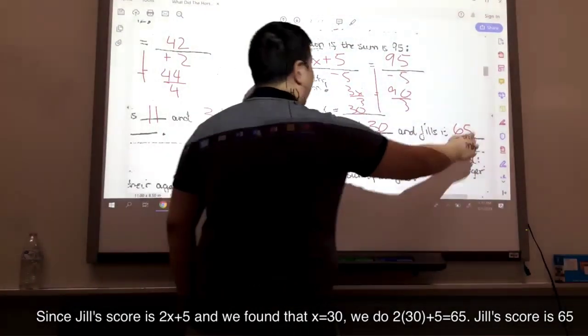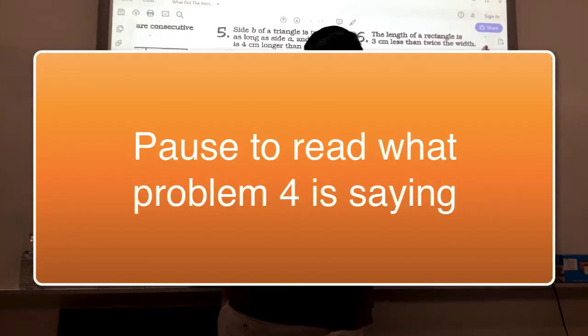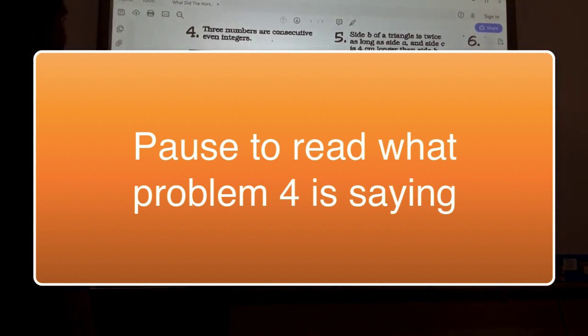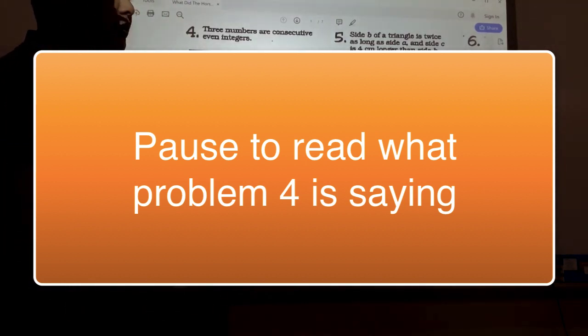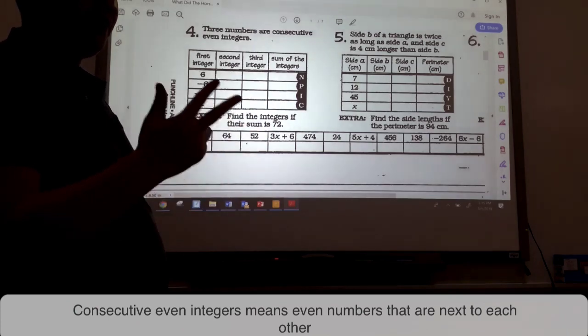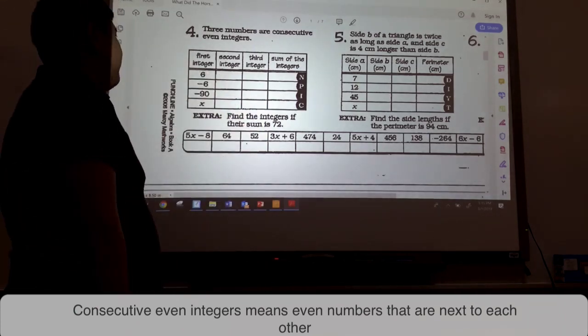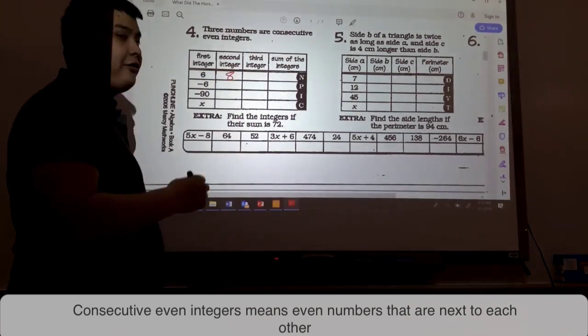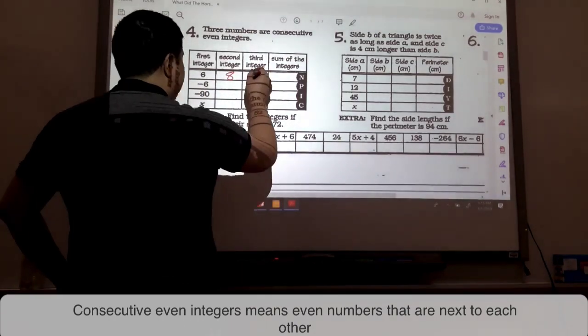Let's take a look at number 4. Question number 4. It says 3 numbers are consecutive even integers, which means that they're the next even number. 3 even numbers that are right next to each other. So the even number after 6 is 8. And the even number after 8 is 10.